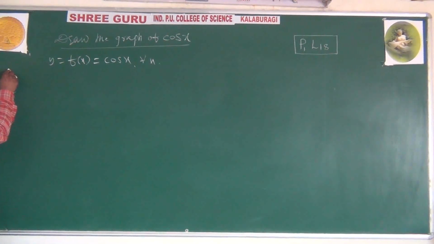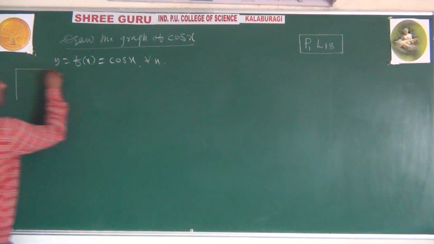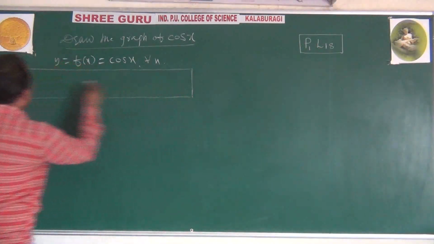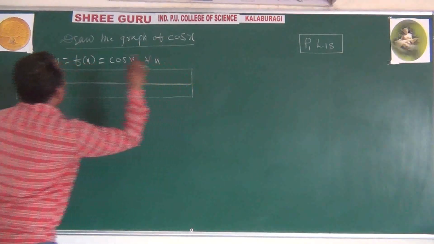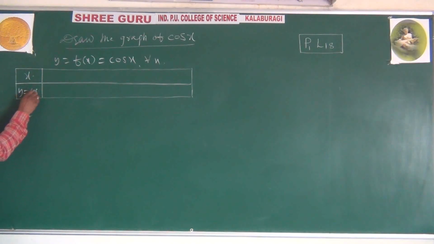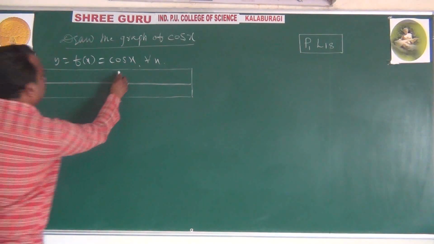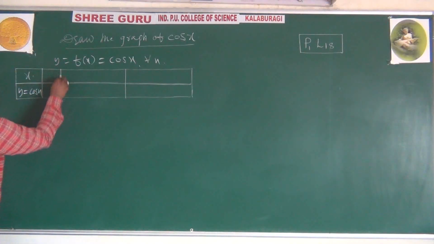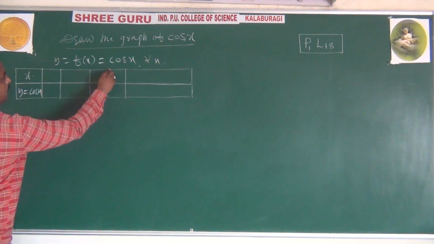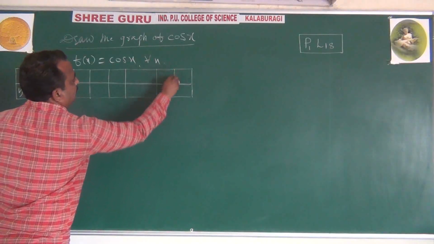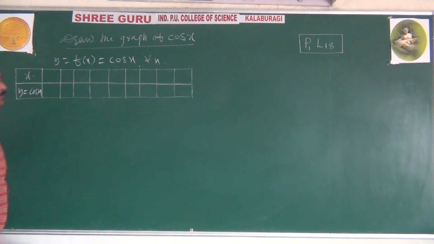Now see, students, we'll take the table here first. We'll draw the table for the graph of cos x. Let us calculate the values of the graph of cos x. X value, y is equal to cos x, the function. Now you need some intervals here, taking pi by 2, 90, 180 like that: pi by 2, pi, 3 pi by 2. Some intervals we are taking, students.